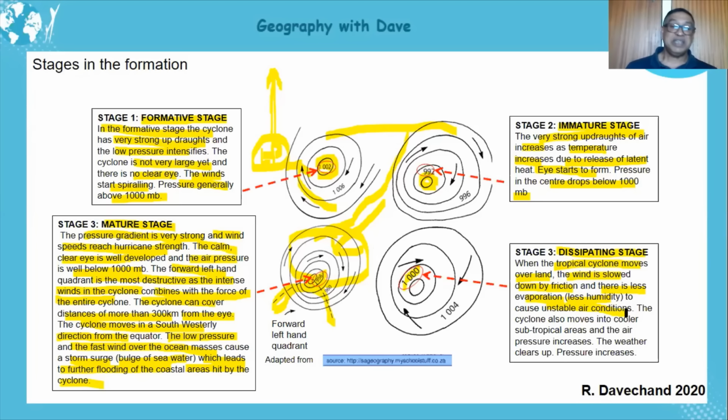And lastly, if the cyclone moves into cooler subtropical areas, when it's cooler, what's going to happen? There'll be more subsiding air. And what happens to the low pressure in the middle? It dies off. But your main factors are when it hits land, you understand the friction, and there's less humidity, so less latent heat. But it can go into cooler waters, and as it goes into cooler waters, more air subsides, that low pressure is gone because the pressure now starts to increase. The weather clears up, and of course, the pressure generally increases.